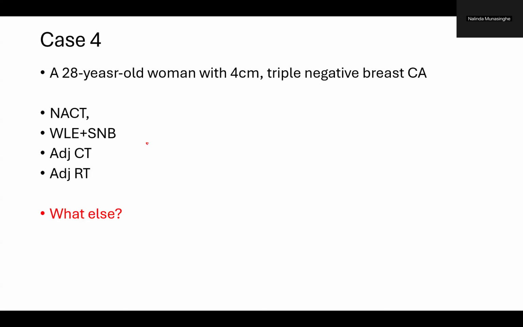Okay. Now this patient, a 28-year-old woman with a 4 centimeter triple negative breast cancer. So we will do neoadjuvant chemotherapy, wide local excision, SNB, adjuvant chemotherapy, radiotherapy. Now what else? Yeah, go on.